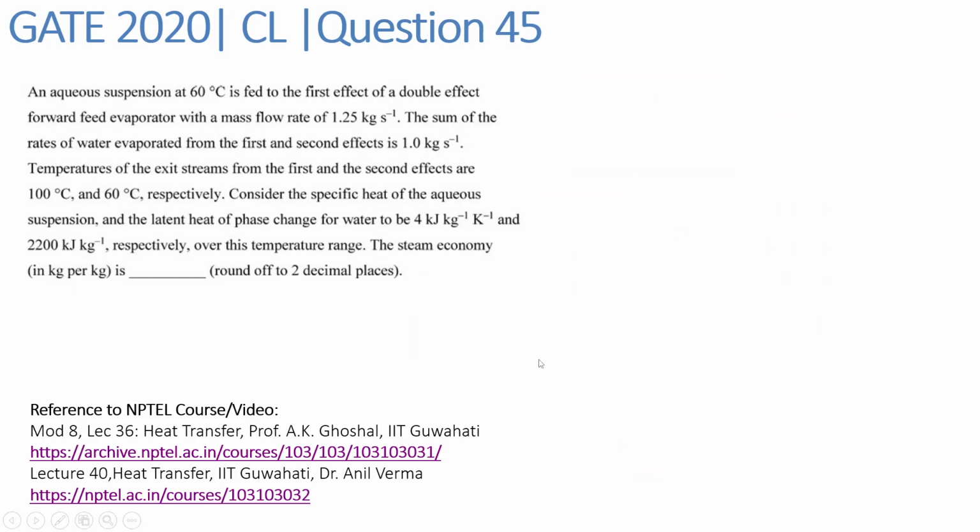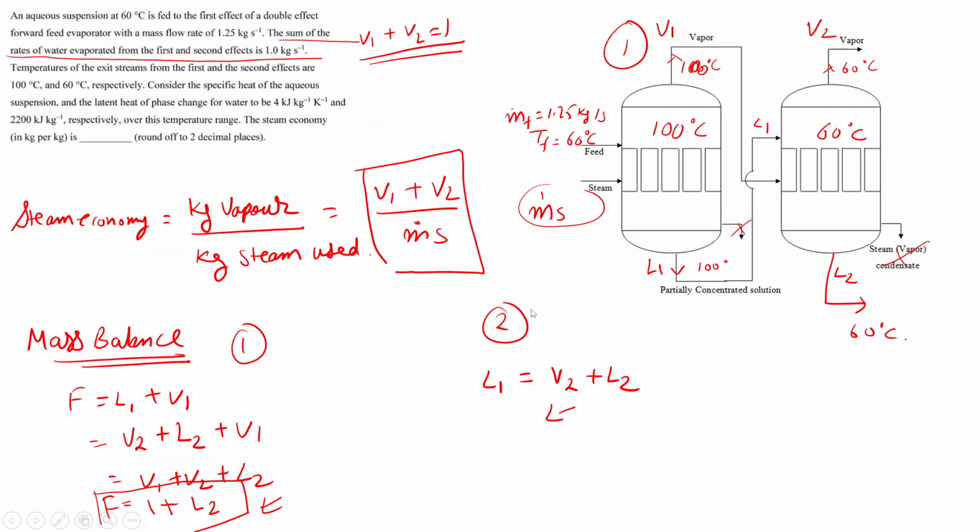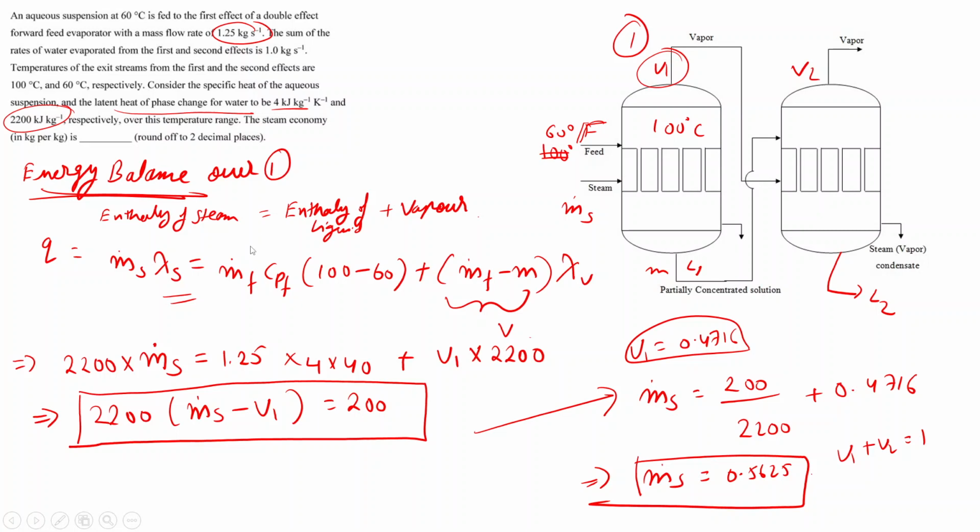Okay, so we looked at this question of heat transfer, and the main thing to remember in this is the energy balances. How you do the energy balance over the first evaporator and the second effect evaporator is the main thing of concern. So you can just remember these equations and use them straightforwardly to find the steam economy or the energy balance.